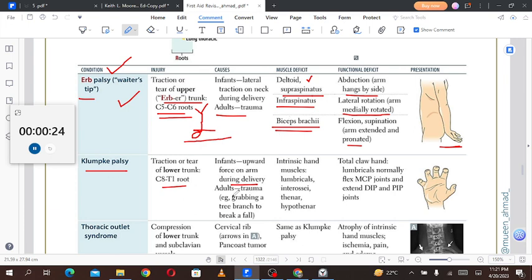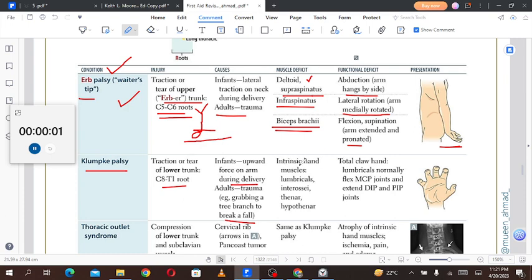Or in adults, trauma, for example, grabbing a tree branch to break a fall. So a person was sitting on the tree and then he started falling. To break the fall, he held onto some tree branch, and now his body is falling downwards while his arm is holding the tree branch, so there is a rapid shear stress that is caused by that pull, and that pull can damage the lower roots or the lower trunk of the brachial plexus.